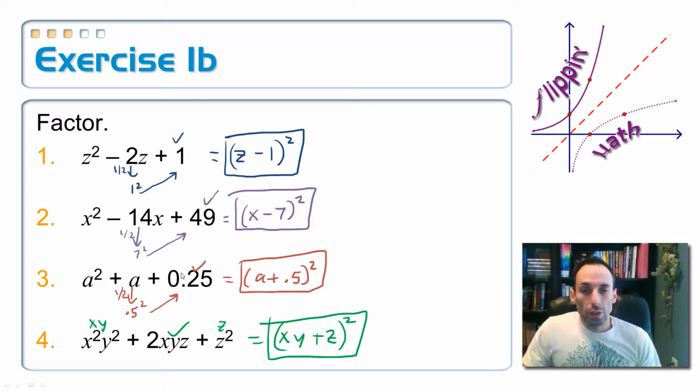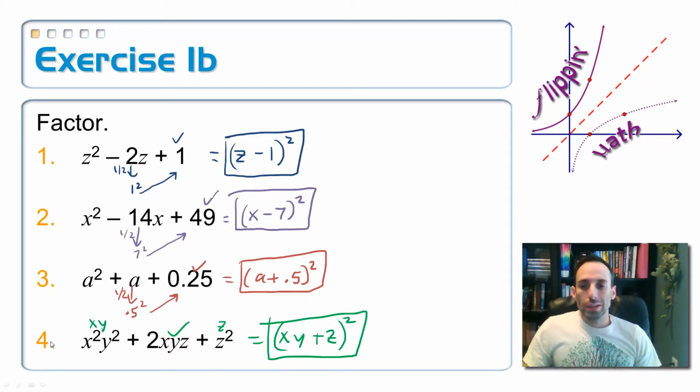Okay, so even though there's a decimal in this one, hey, it still works out. I take half of 1, I get 0.5. Square 0.5, I get 0.25. So this one also works out as a perfect square, a plus 0.5 quantity squared.